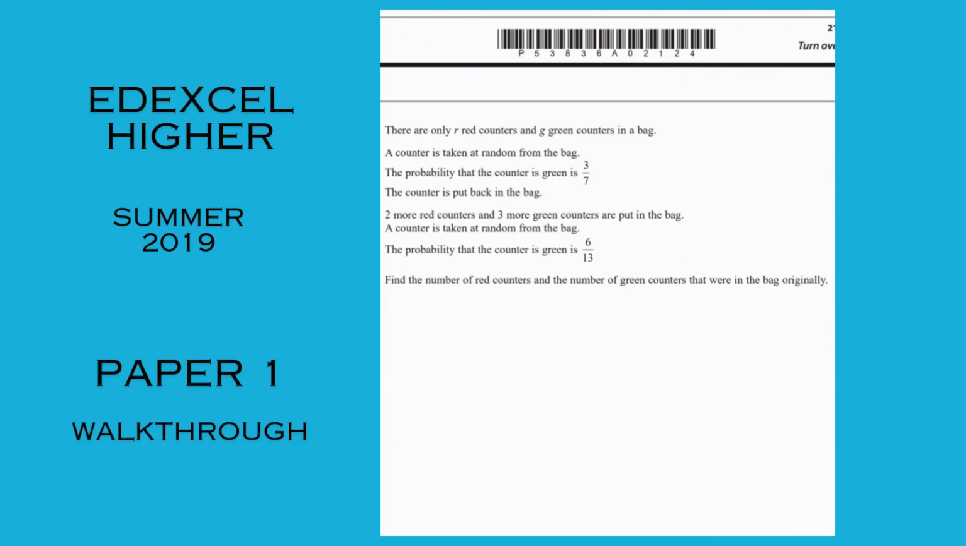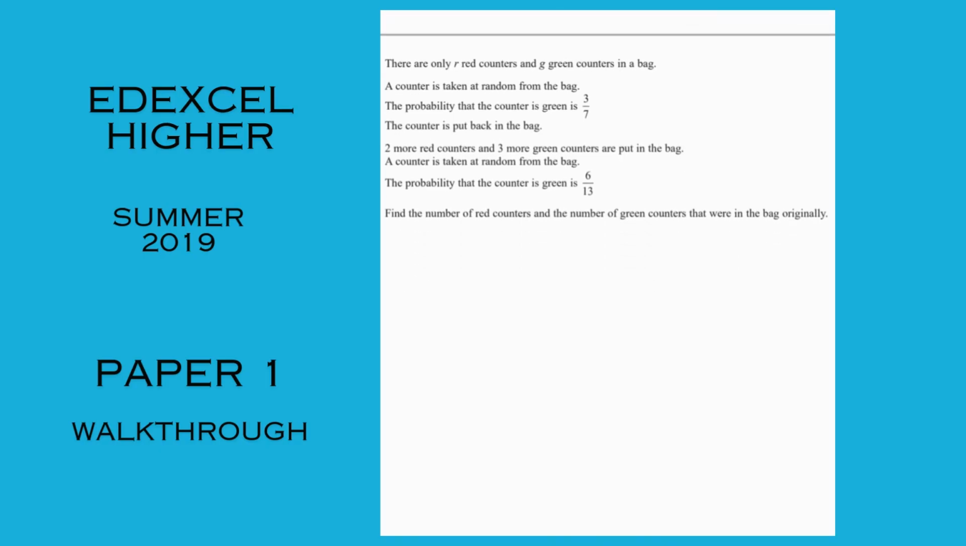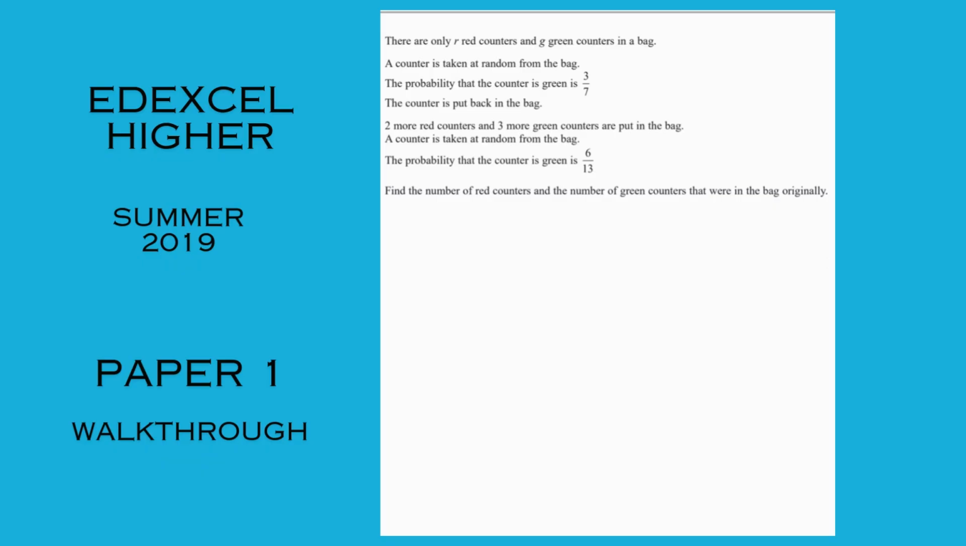And another great question. I say great, you probably disagree. Here's how I go about it. There are only red and green counters in a bag. A counter is taken at random, that's you. The probability of a green is 3/7. So let's stop for a sec. How would you work out the probability of a green?